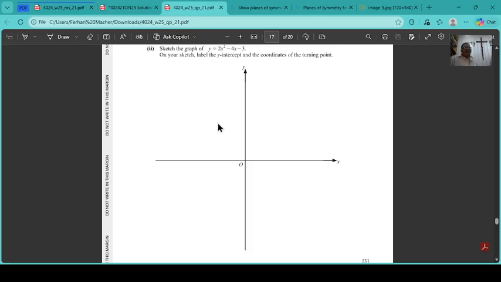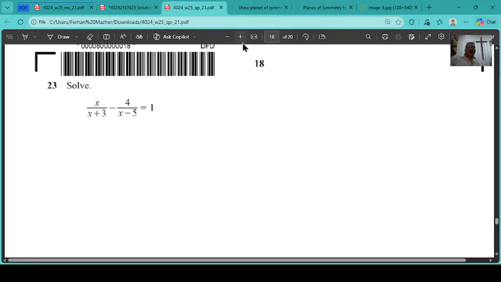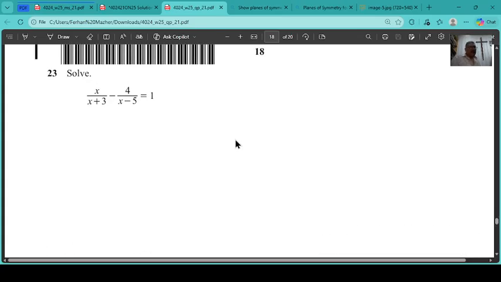Okay, so we are going to the next question, and the next question coming up on your screen is question number 23. Question number 23 is a 4-mark question, and it says solve. Two fractions are given, it's an equation: x divided by x plus 3 minus 4 divided by x minus 5 equals 1. We have to solve. Solve means to find the value of that variable. The variable here is x. It's a 4 marks question.